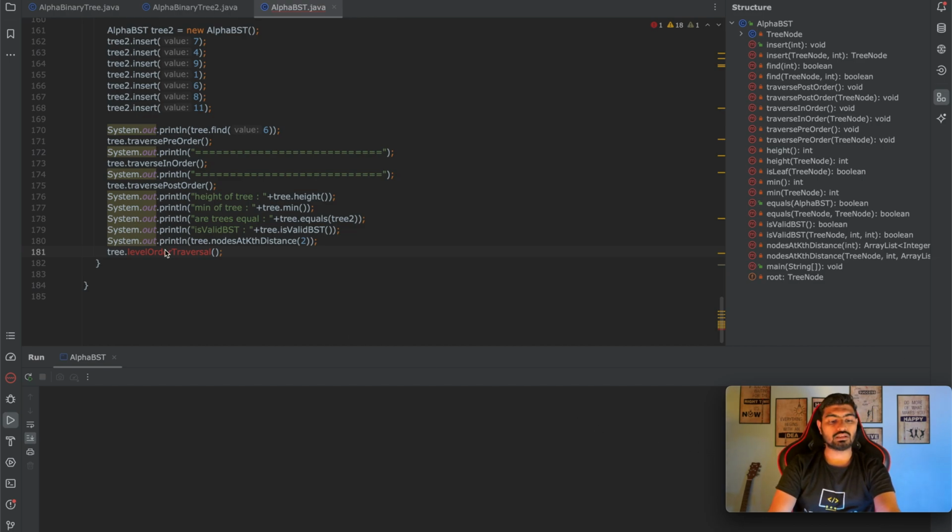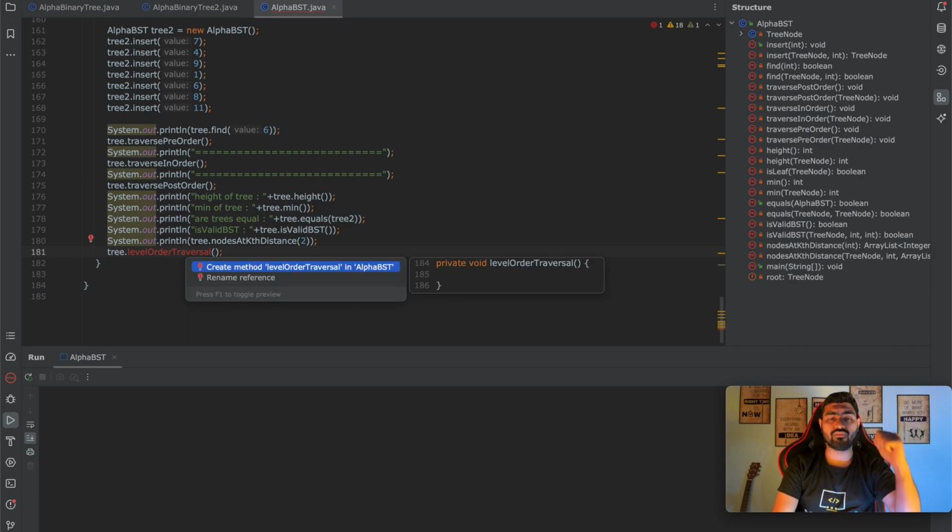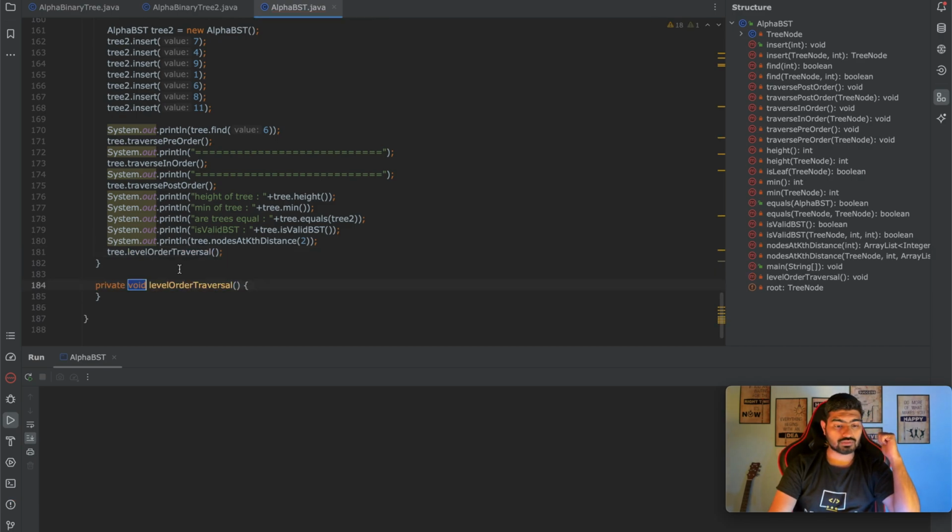Now this is actually very easy to implement. We already implemented this nodes at k distance, right? We are going to make use of this method to implement our level order traversal. It's very easy, to be honest. So this will be a void method. Okay, you can make this public.